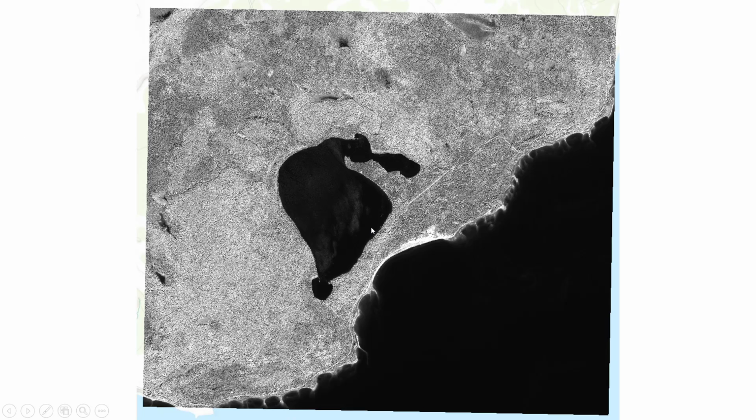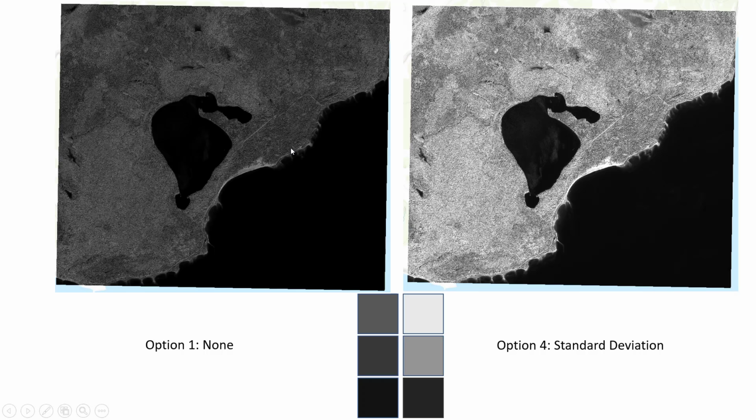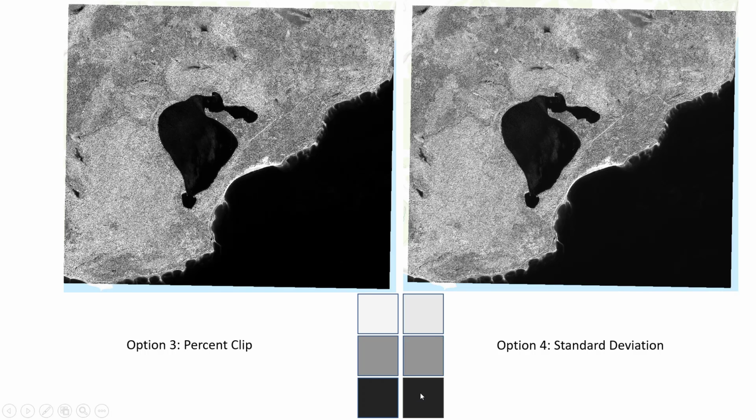Let's see how that looks. All right, again, this looks very similar to percent clip. Here are the pixel values. Again, landmass is a lot brighter, and you can see the differences here. Now this is percent clip and standard deviation side by side, and the reason I wanted to show you this is that it's a good example of how they're different.